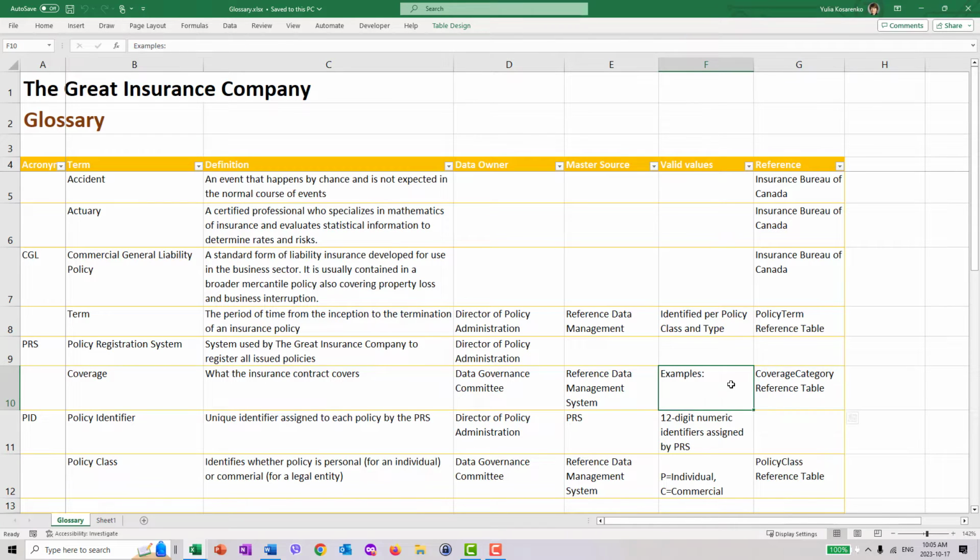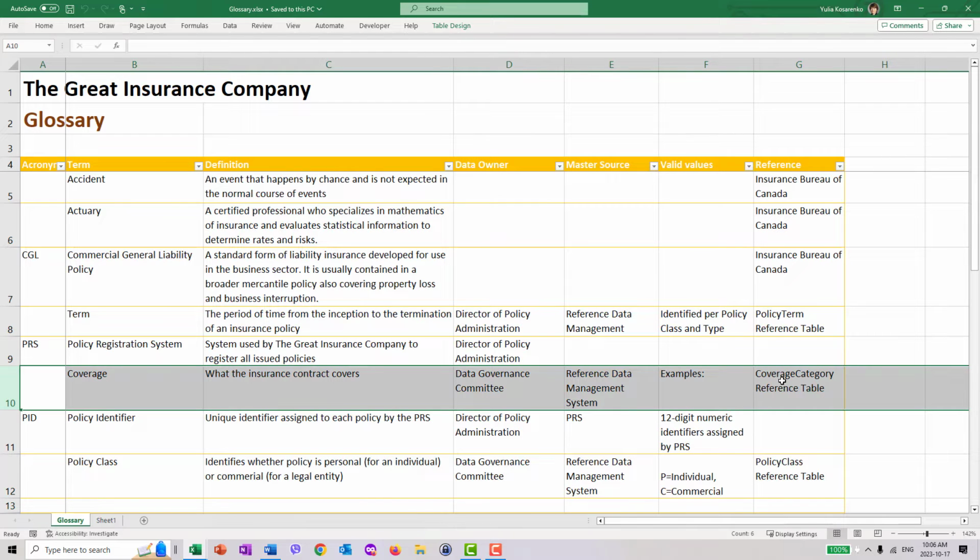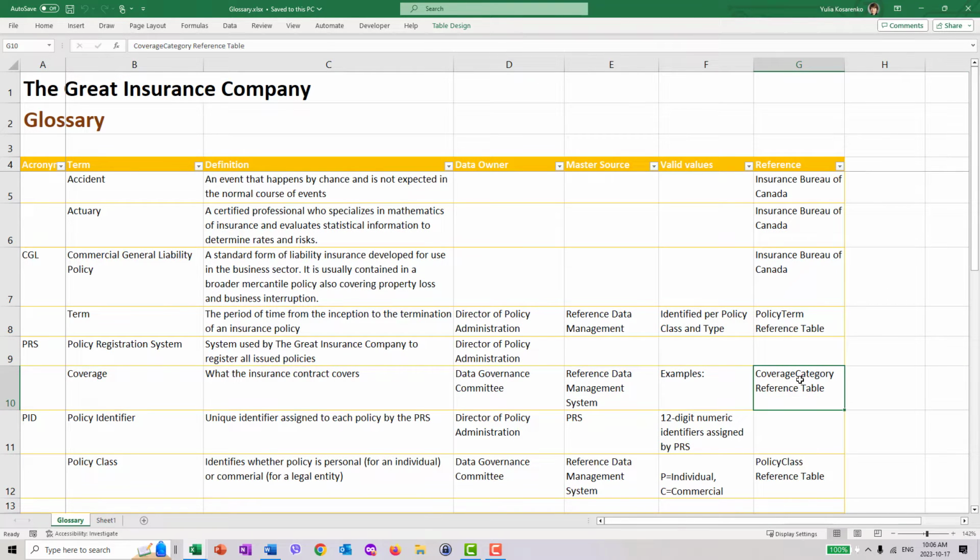If you would like, and for some categories, you may not be able to list all the valid values here. Instead, you can provide a few examples or simply provide a link to where to look up the complete list of valid coverage categories. In my case, I'm assuming that these coverage categories are stored in a reference data management system. However, most of the time we would want to have some kind of an interface where a business stakeholder is able to look up what are the valid coverage values. So this particular reference element may also be a hyperlink to help me look up what are the valid values.